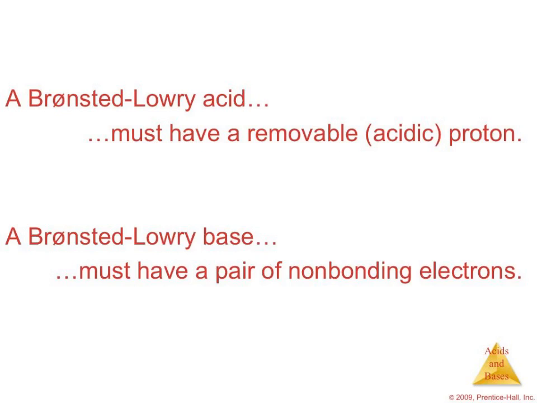Okay, so for a Bronsted-Lowry acid to be an acid, it must have a removable proton. In other words, a removable H that can become H plus and bond to something else. A Bronsted-Lowry base must have a pair of non-bonding electrons that H plus can attach itself to. All right? So that's kind of the idea. Now again, remember Bronsted-Lowry base NH3 fits that definition because it has a pair of non-bonding electrons. The H plus can just hook onto it, and you have NH4 plus.